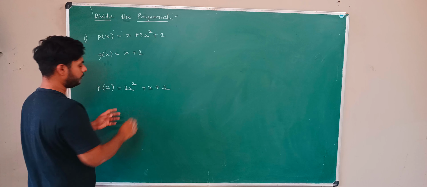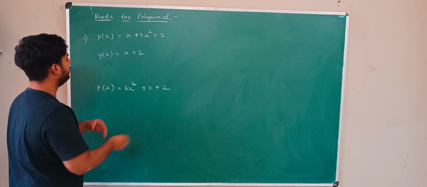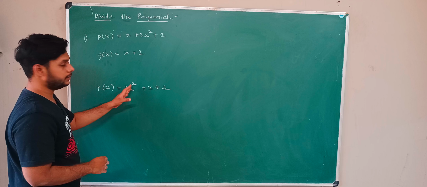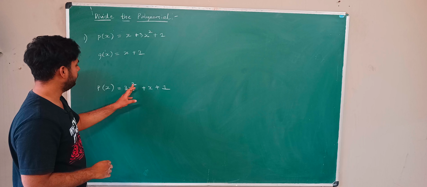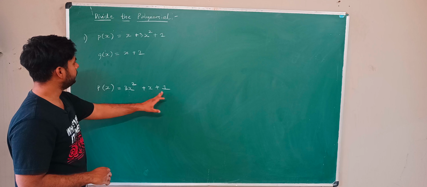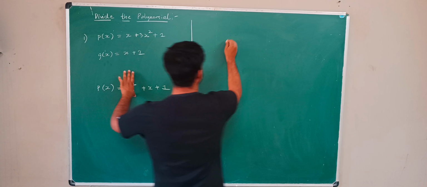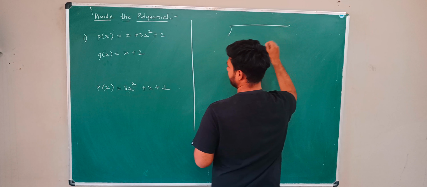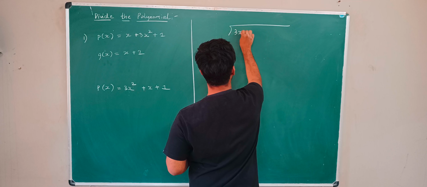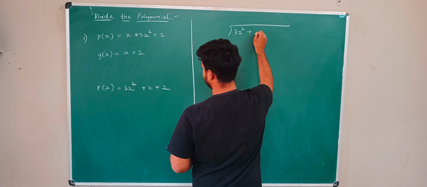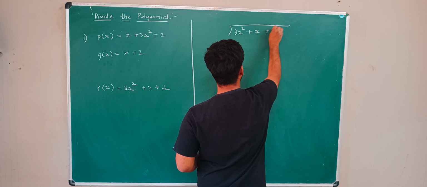Okay, what did I do? I changed it. I made it properly now. The bigger exponent should be first. So 3x square plus x plus 1, that's it. Next, now I will start the job. First, what is there? 3x square plus x plus 1. This is very, very easy.